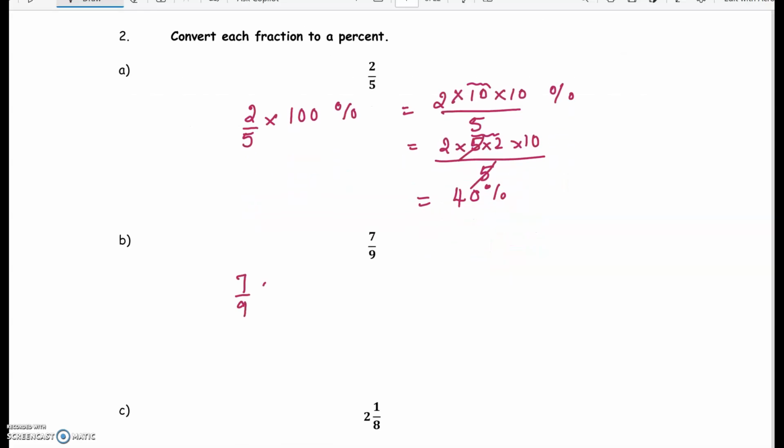7/9 times 100%. 7/9 is a fraction. How do we convert it to a percent? We multiply by 100%. So that's 7 times 100 over 9%. So that is equal to, nothing cancels. That's equal to a 700 over 9%. I'm going to change it to a mixed number because that's easier.